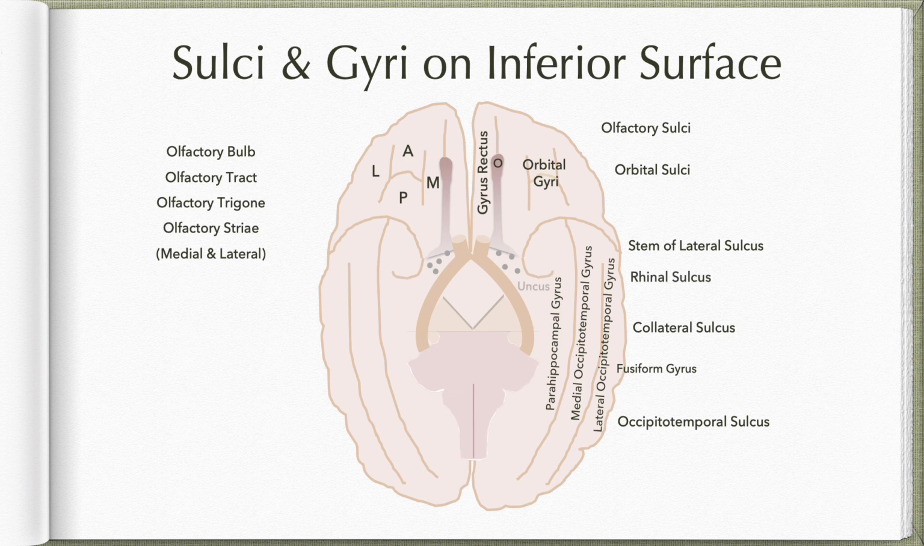Then we know that within the parahippocampal gyrus, we have rhinal sulcus, which separates the uncus. So these are the sulci and gyri on the inferior surface. Again, practice the diagram as well as identify the sulci on the surface of the cerebral hemisphere specimen.